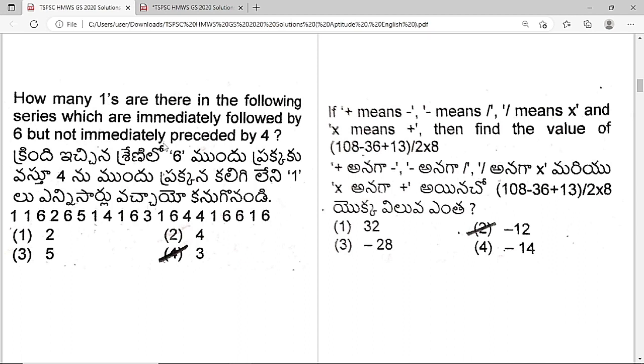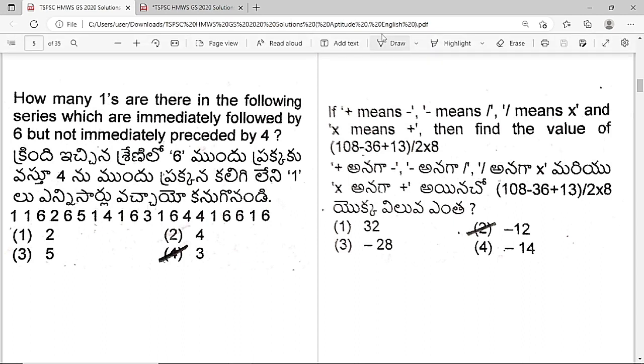Listen carefully. How many ones are there in the following series which are immediately followed by 6? Immediately followed by 6 means after the 1 we need to get the 6. But not immediately preceded by 4, so here you should not get 4, but here you should get the 6. So how many ones are followed by 6 but not preceded by 4? This is what they are asking in this question.